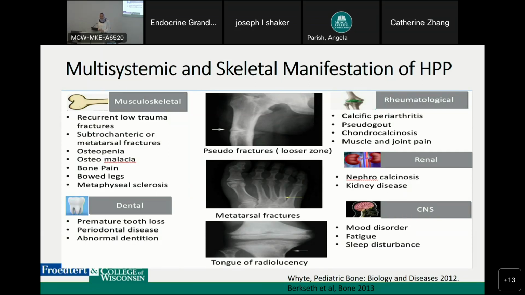And there are dental features, which include premature tooth loss. So there's loss of the teeth with the root intact, which is a characteristic feature of hypophosphatasia. And there's periodontal disease and abnormal dentition. And we can have different combinations of clinical features.